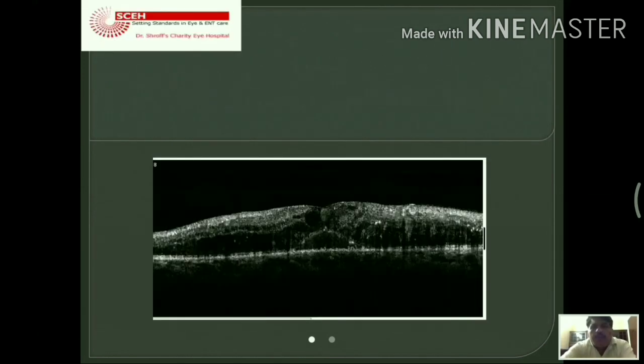So a diabetic patient may present like this, wherein you can see that the foveal contour is obliterated. You have a large neurosensory detachment with a spongiform kind of edema all throughout. As you can see, the intraretinal cystic spaces are going throughout the macula.